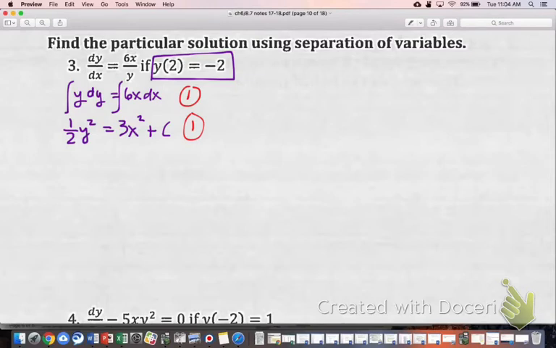Here's what it would look like. 1/2 times y squared equals 3x squared plus c. Do you guys know which number goes where? Like y of 2 equals -2. Which one's x and which one's y? X is 2, right? It's saying the input was 2, so that means x is 2 when y is -2. So I'm going to put the -2 here, and I'm going to put the +2 there.